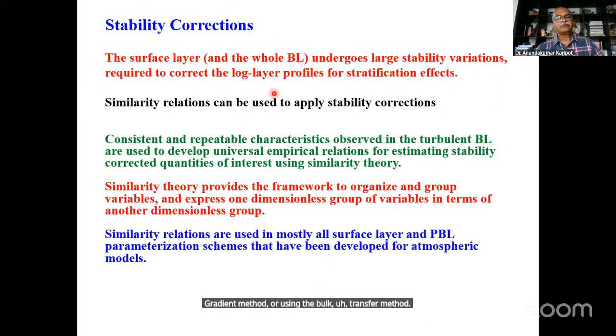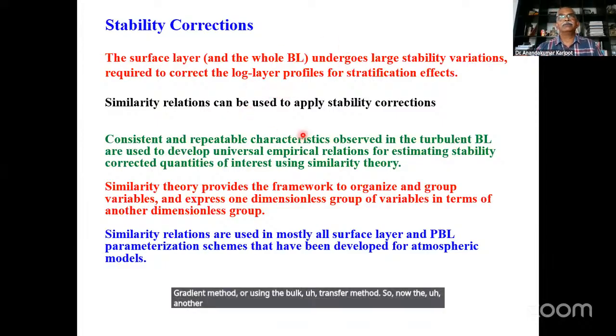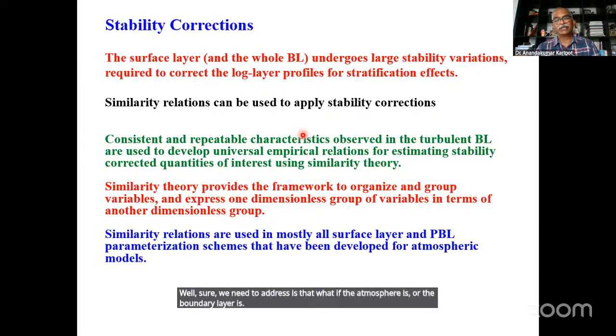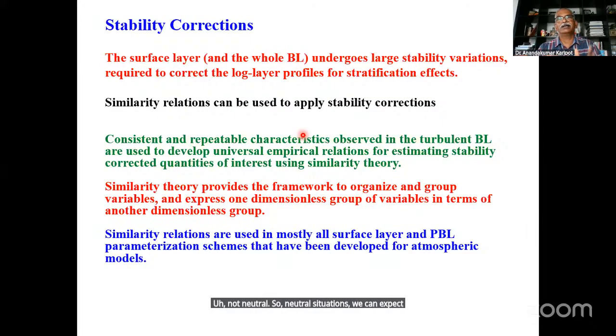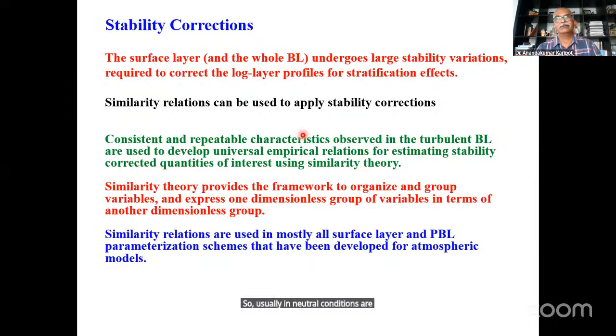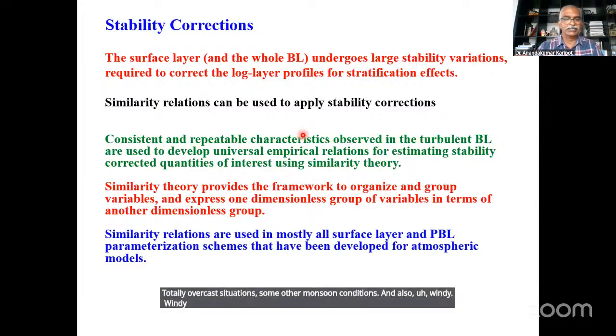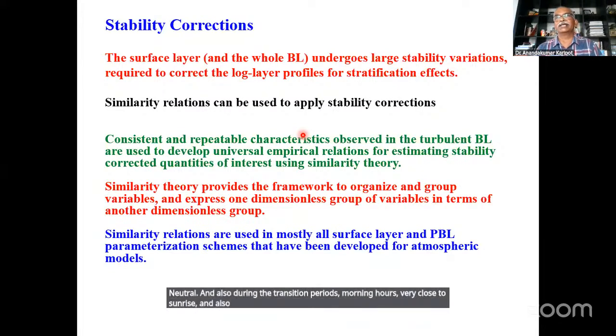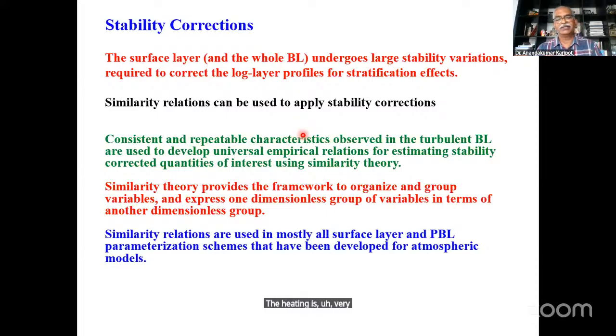transfer method. Now another issue we need to address is: what if the atmosphere, or the boundary layer, is not neutral? Neutral situations we cannot expect very often. Usually neutral conditions are overcast conditions, totally overcast situations, some of the monsoon conditions, and also windy and overcast situations. We can expect the boundary layer to be neutral, and also during the transition periods, in the morning hours very close to sunrise and very close to sunset, when the heating is very weak and sufficient wind speed is also there.